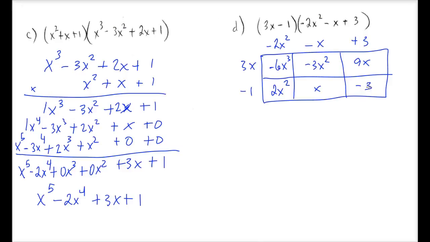and a negative 1 times a positive 3 gives you a negative 3. And so just like how we did before, we add everything in the diagonals. So you got diagonal here, got diagonal there. Negative 6x cubed, that's all by itself. We have 2x squared minus 3x squared, which gives you a negative 1x squared, or just negative x squared. x plus 9x gives you a plus 10x, and then the negative 3 is by itself.